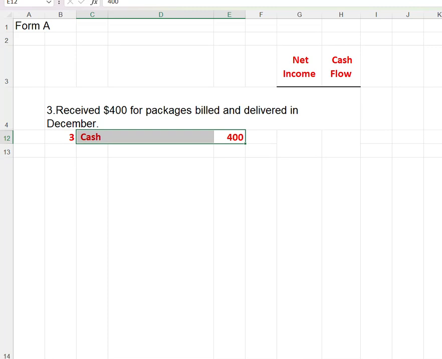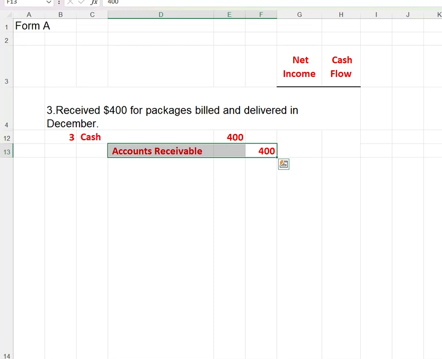So now we want to reduce the accounts receivable. This does not involve any revenues or expenses, so there's no change to net income. It's a cash collection related to the operations of our business, so we have an operating cash flow.